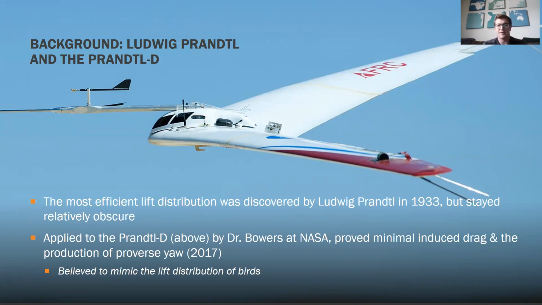That is to say, whenever it rolls into a turn, it also has a yaw motion into that turn as well, whereas the elliptical lift distribution in aircraft we see today has the natural consequence of adverse yaw when performing a turn, because the high lift wing is going to produce more induced drag due to that higher lift being produced.